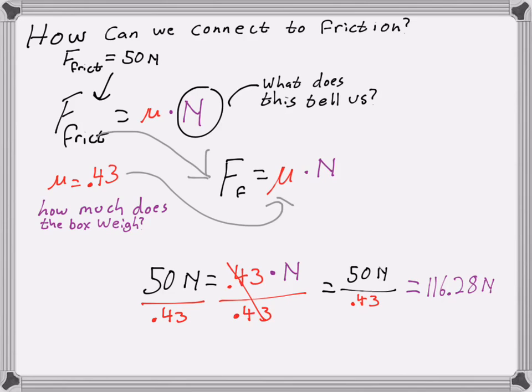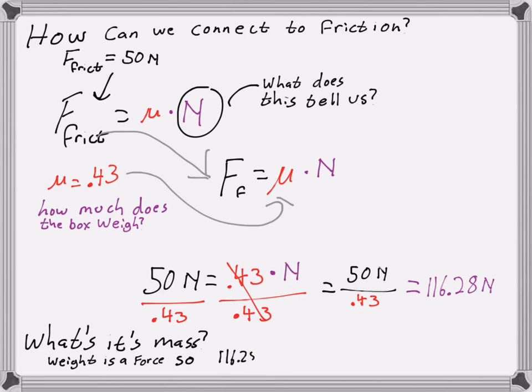I still have a unit. So I now know the box weighs 116.28 newtons. But the interesting thing is that we can even connect it back into our F equals ma formula. I now know my weight. Can I use that to figure out its mass? Well, we have to remember, weight is a force. So because weight's a force, we can use the force equals ma equation. Here's your force, here's your mass, here's your acceleration. But wait a minute, where did I get this number from? If you remember, 10 meters per second squared is nothing more than gravity rounded. So that's the acceleration of gravity. I divide by 10, and I end up with 11.6 kilograms.